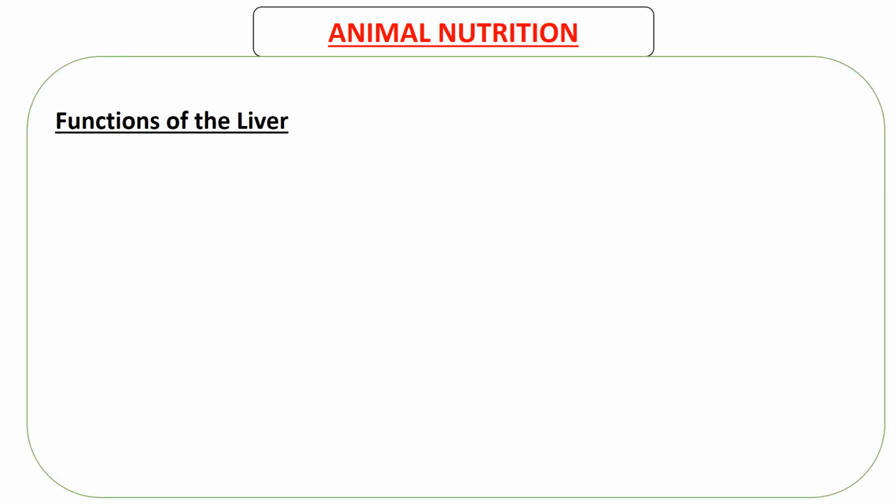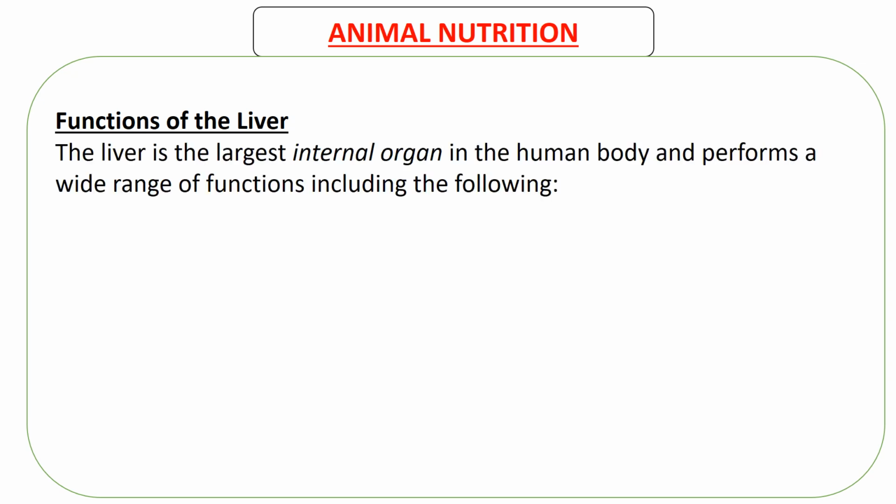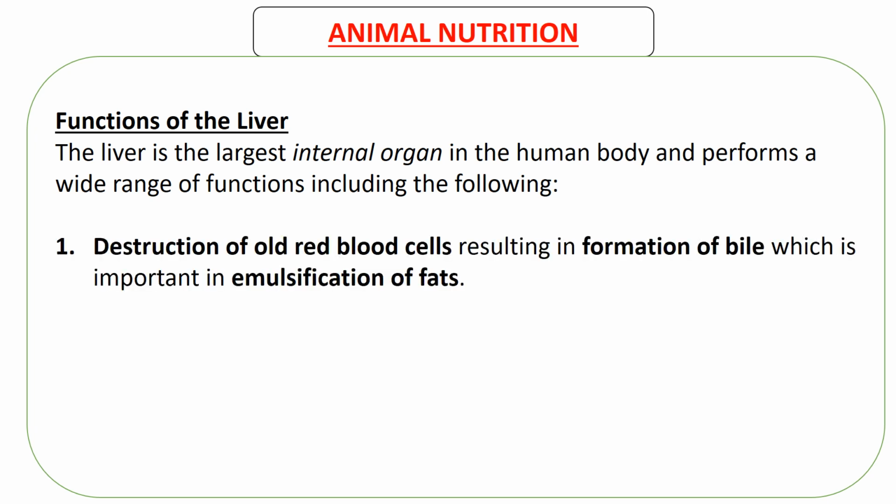So now move to the liver. What are the functions of the liver? The liver is the largest internal organ in the human body and performs a wide range of functions, including the following. I'm just going to take a look at a few. The first is destruction of old red blood cells, resulting in formation of bile, which is important in emulsification of fats. So old red blood cells are broken down so that bile is made, which is used to emulsify fats.